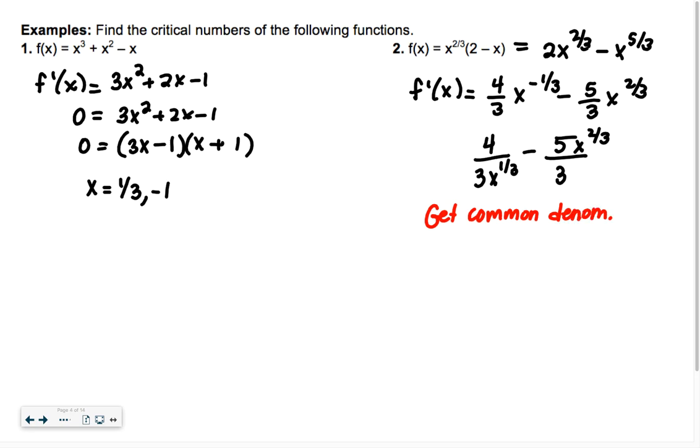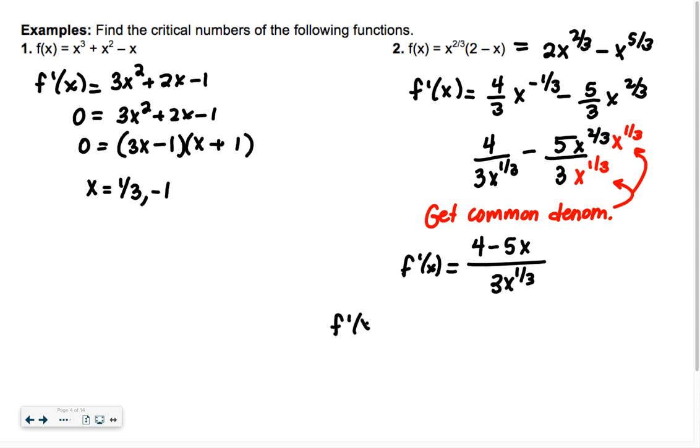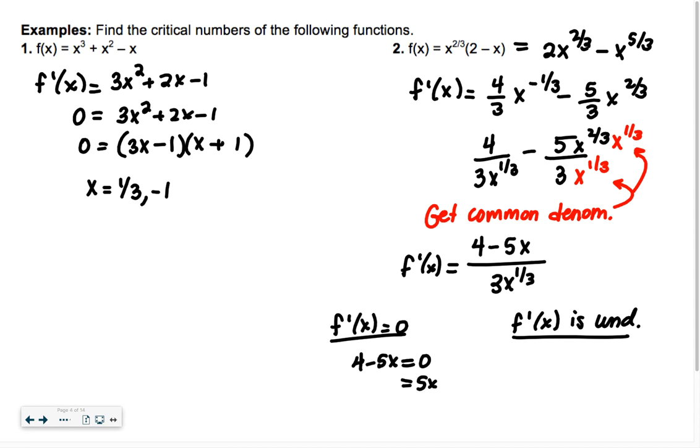So the reason we're doing this is because I'm trying to find when the slope is equal to 0 and also when it's undefined. So if I see it as a fraction, that will help me for the undefined part in particular. I'm going to multiply by x to the 1/3 on the top and bottom of that second part. So I'm going to have 4 minus 5x to the first now, right, over 3x to the 1/3. And this is all equal to my f prime of x. So I want to know when f prime of x equals 0 and f prime of x is undefined. So I have 4 minus 5x equals 0. So I get, what, 4/5?